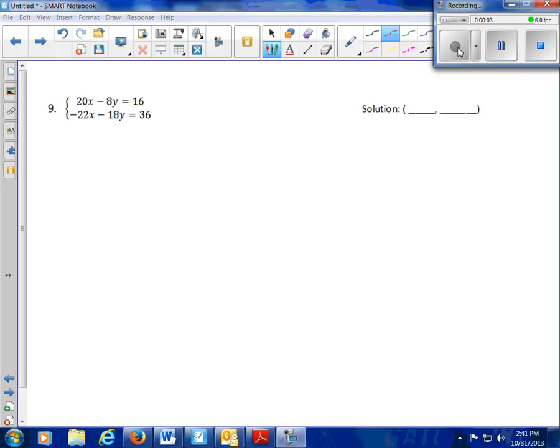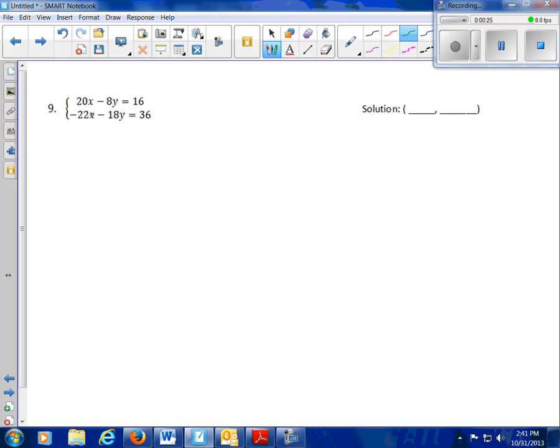Alright, for problem number 9, I'm given a system of equations. We're asked to solve by elimination. So I want to make the coefficients in front of either x or y the same, but I want them to have opposite signs. So just like we did for number 9, we're going to want to multiply one or both of my equations in order to accomplish that goal.